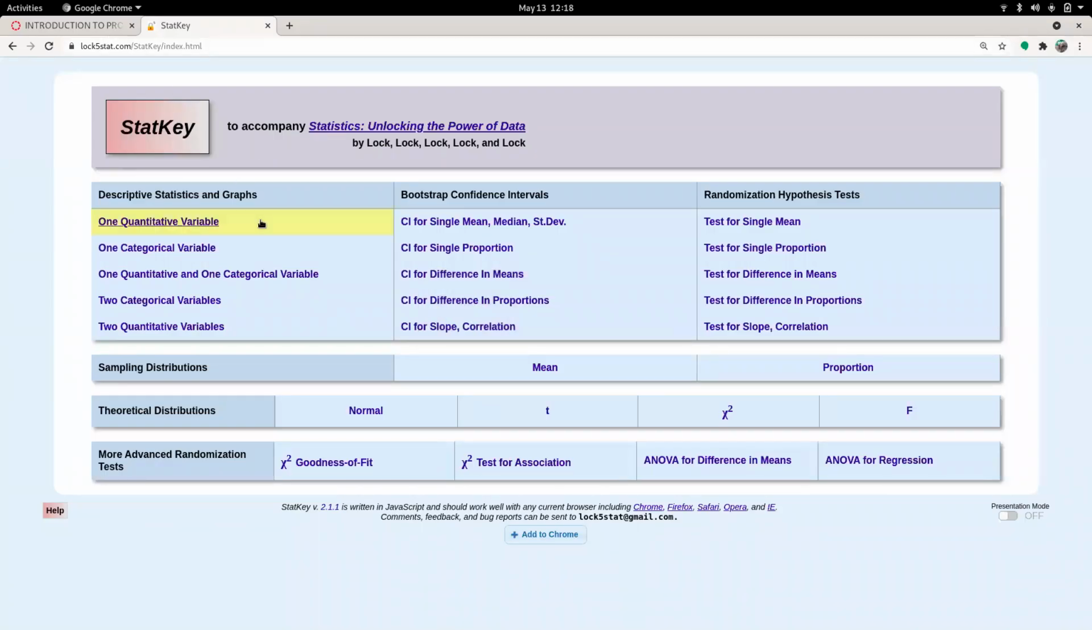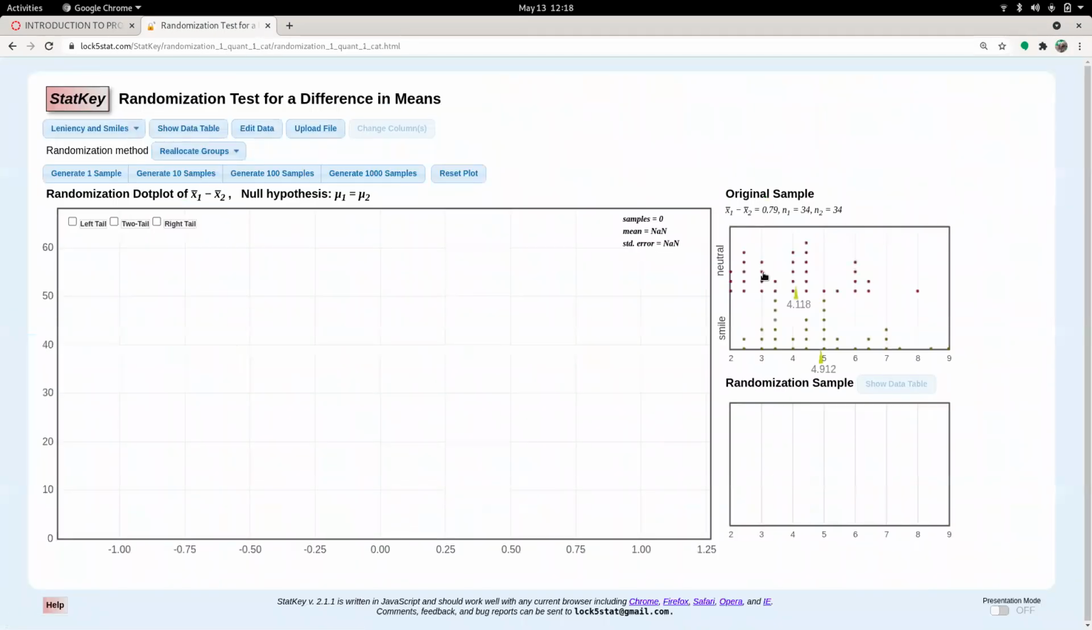And so here I am in StatKey. Okay, what are we doing? We are looking for a test for a difference in means. So over here, hypothesis test, and I have a difference in means. And here's the original data over there. We could explore it in the edit or show data table if we wanted to.